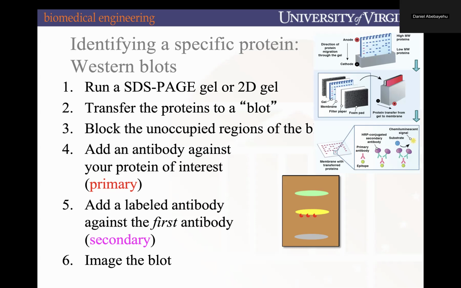Primary, shorthand for that is 1 degree. So primary is rabbit anti, I'll just say tubulin. Your secondary, a commonly used species is goat. So I'd say goat anti-rabbit antibody. Typically, the antibody class that's used is called IgG. So we would say it's goat anti-rabbit IgG. I'll write this over here as well.